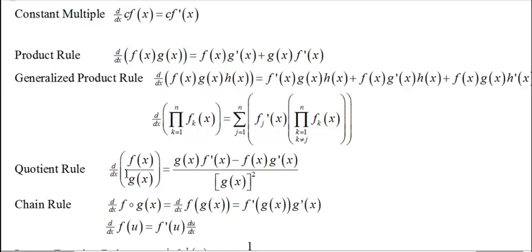A fun little rule, if you want to remember this, is the derivative of high over ho is ho-de-high minus high-de-ho over ho-ho.